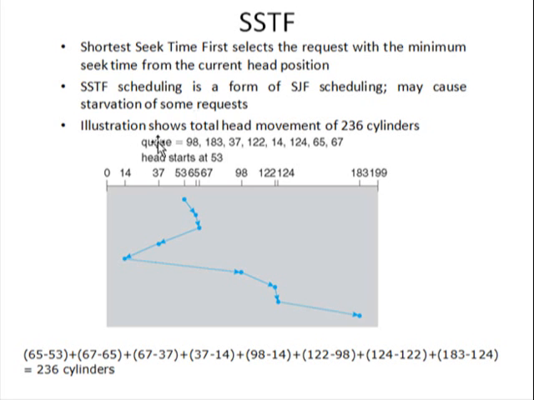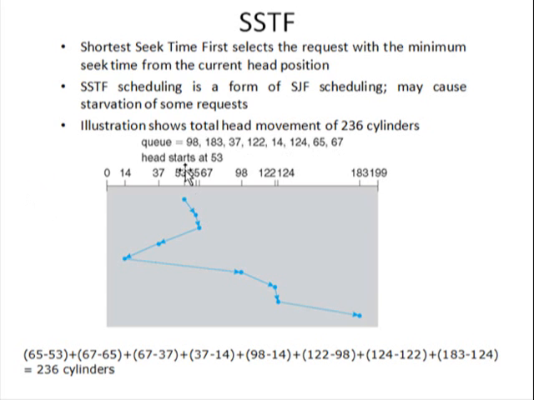So as you can see, the queue here remains the same and the head position starts at 53 again. Now, in SSTF, the OS will search for the request which is closest to the earlier head position. So the head starts at 53. Among the queue which exists, the nearest location to which the head can move is 65.